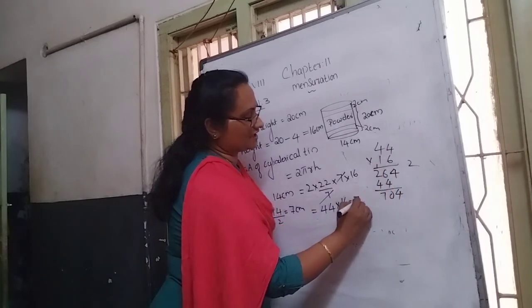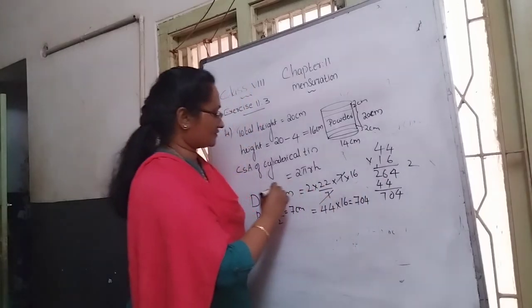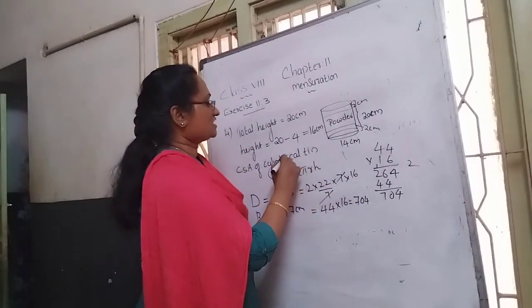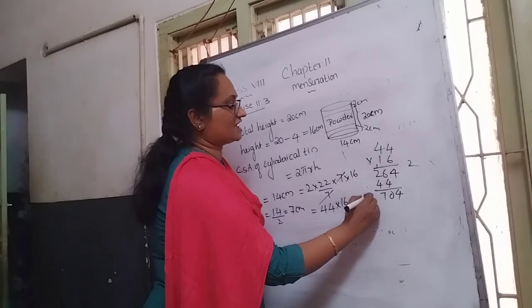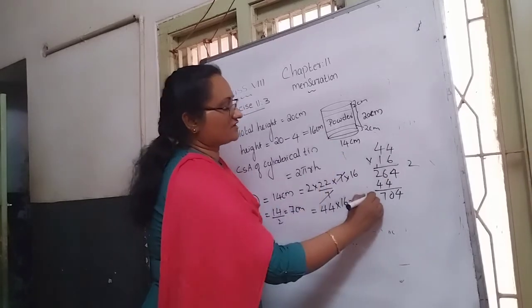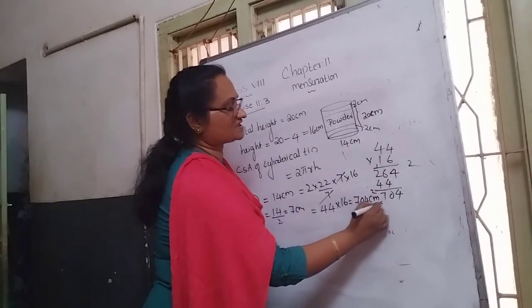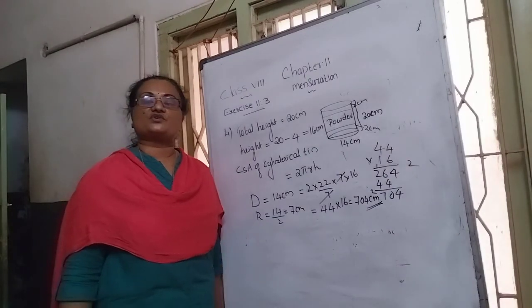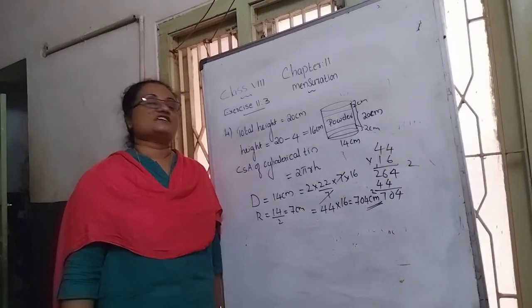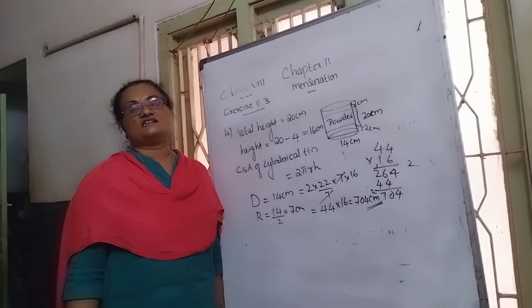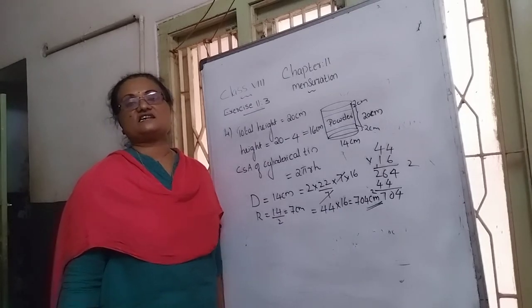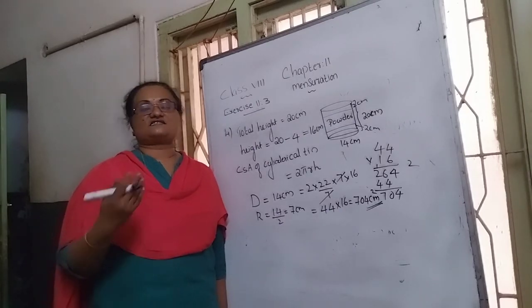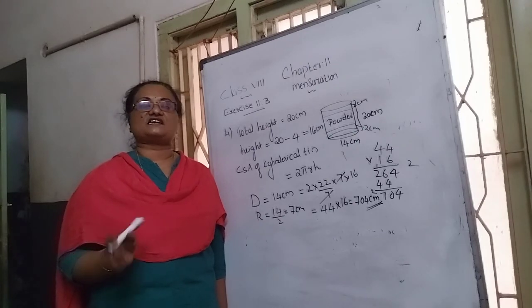So how much will come for the curved surface area of the cylindrical tin? 704. The unit is given as centimeter, and area is represented as centimeter square. 704 centimeter square is the answer. I hope you can understand this exercise. Next exercise we can discuss in the next class. Thank you.